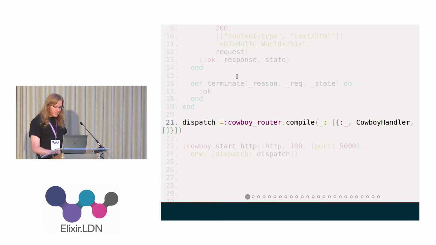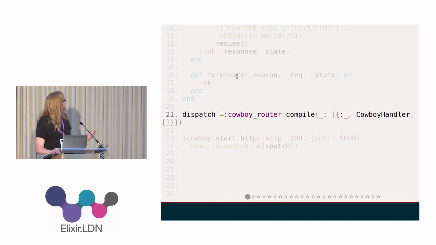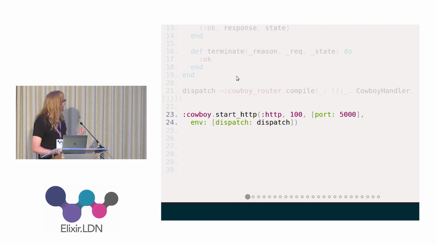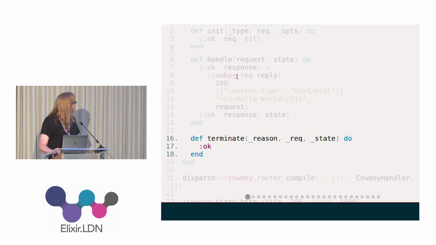Then there's a function we call in the Cowboy router module, which is compile. This takes a fairly simple data structure where you've got the host and then a list containing three tuples with the path, the handler to be used, and a list of options. And this returns a more complicated data structure, which I'll show in a second. You pass this to Cowboy's start HTTP function. The first argument is just a name, so I called it HTTP in this case. Then a number of acceptors, which is the number of concurrent handlers for incoming requests. The port that you want to use, and then the dispatch that we generated earlier. So that's a hello world handler.